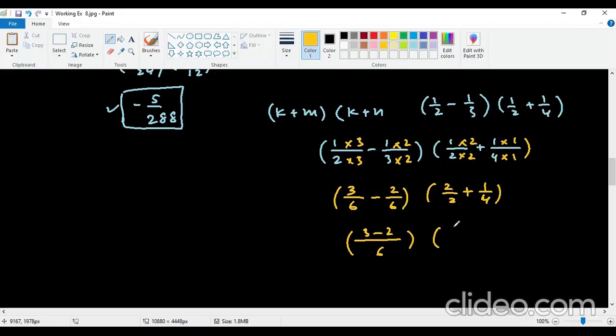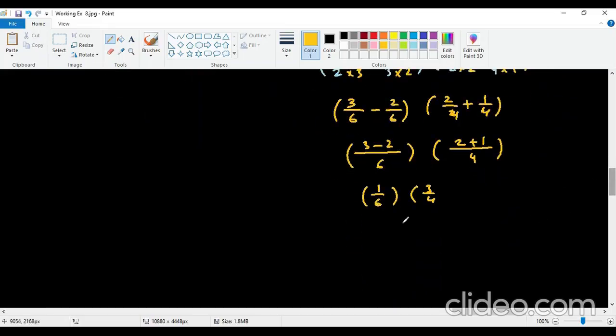3 minus 2, multiplied by 2 plus 1 over 4. This is a 4 actually. Now this 3 minus 2 is 1 over 6 multiplied by 3 over 4. So this is going to give us 3 over 24. Okay, and you can simplify this. 1 over 8 also can be written, since 3 times 1 is 3 and 3 times 8 is 24. So this is the denominator part.